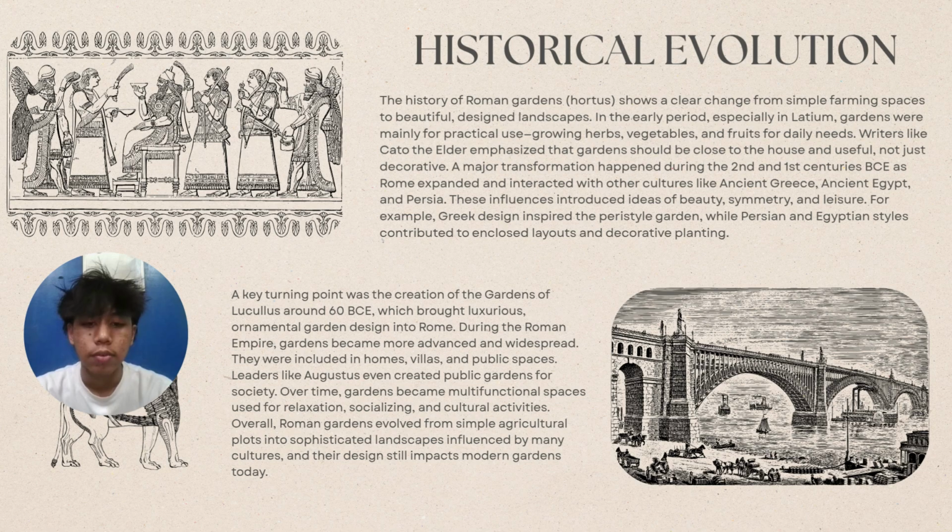Next, historical evolution. In the early period, Roman gardens were simple and mainly used to grow food like herbs and vegetables. Later, around the 2nd and 1st century, Roman gardens became more decorative due to influences from other cultures like Greece, Egypt, and Persia. A major turning point was the Garden of Lucullus, which introduced luxury garden design in Rome. During the Roman Empire, gardens became more advanced and were used for relaxation, social activities, and public enjoyment.